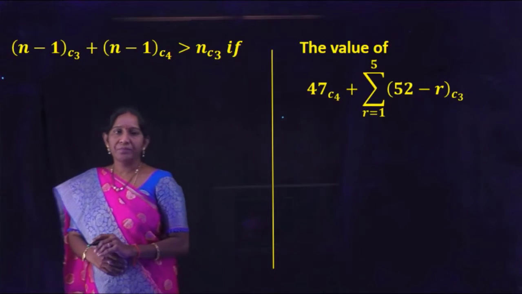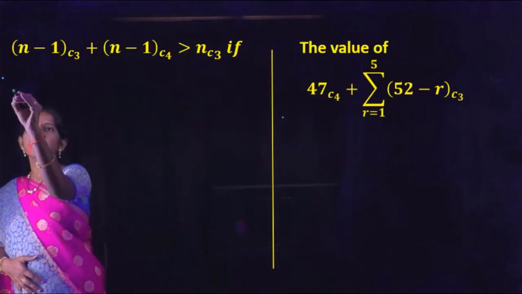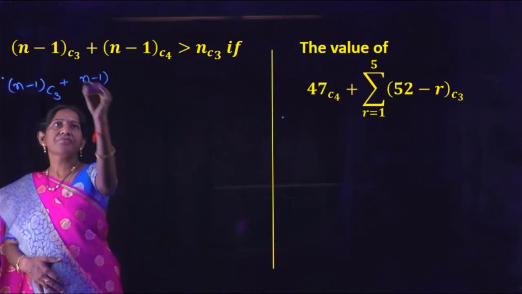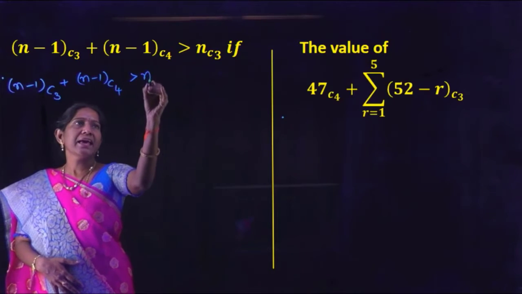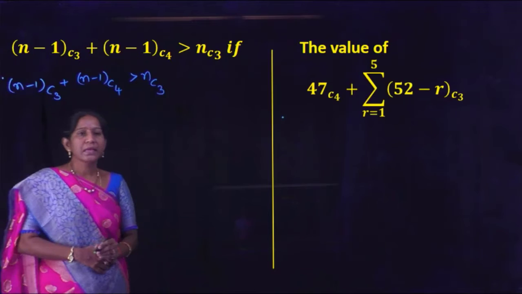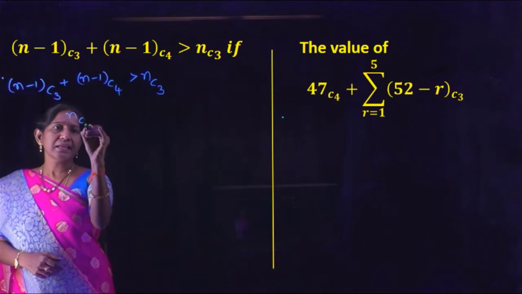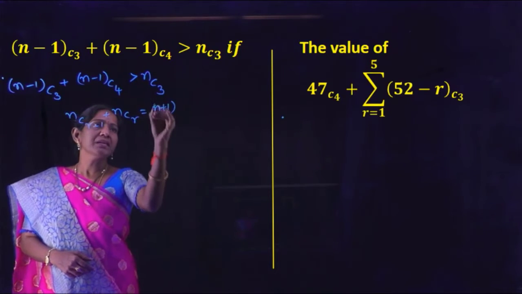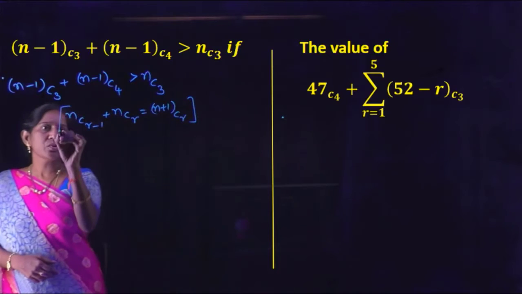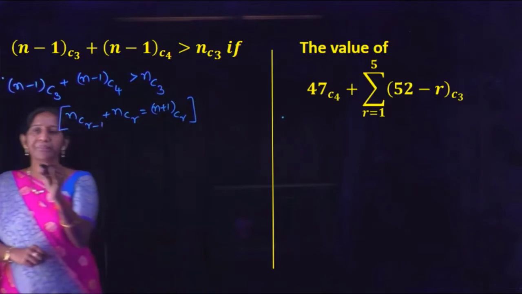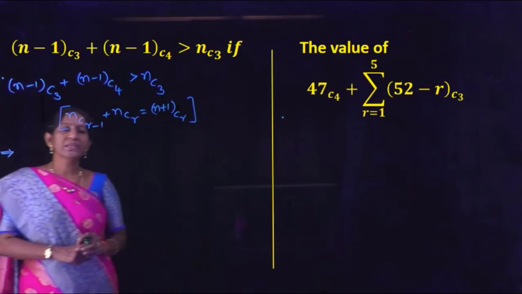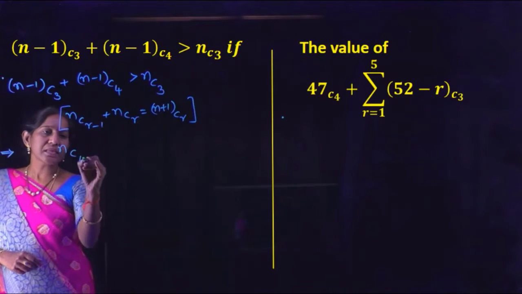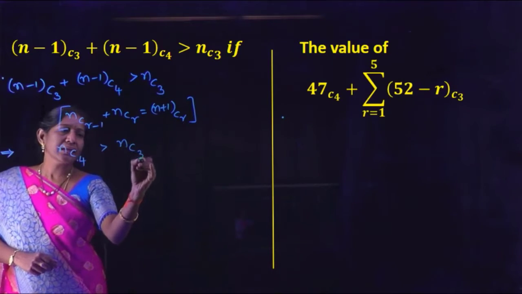Come to the next problem. (n minus 1)C3 plus (n minus 1)C4 is greater than nC3. The given form is of the form nC(r minus 1) plus nCr is (n plus 1)Cr. So by using this formula, we can do this problem. Then it is (n minus 1)C3 plus (n minus 1)C4. That value becomes nC4, which is greater than nC3.